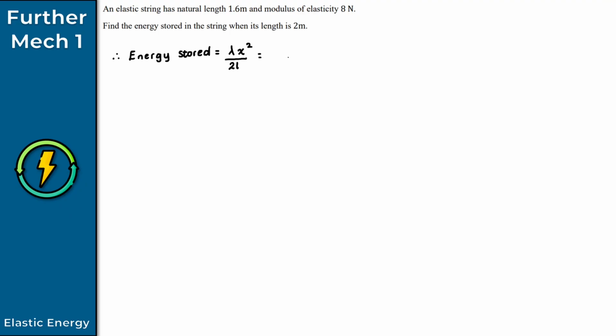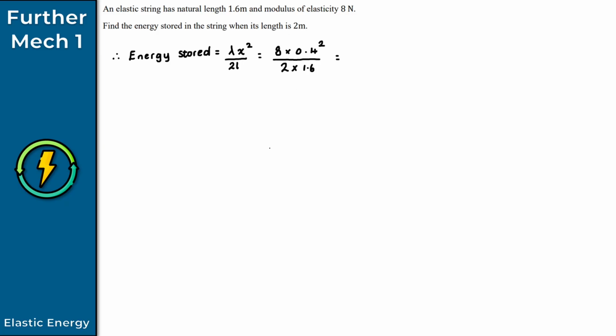So lambda is 8. I've got 8 times x squared. So what is x here? When the string is stretched, it goes to 2 meters. The natural length is 1.6 meters. So the difference here is 0.4 meters, right? So I do 8 times 0.4 squared, and that's all over 2 times L, where L again just represents the natural length, right? So 2 times 1.6.